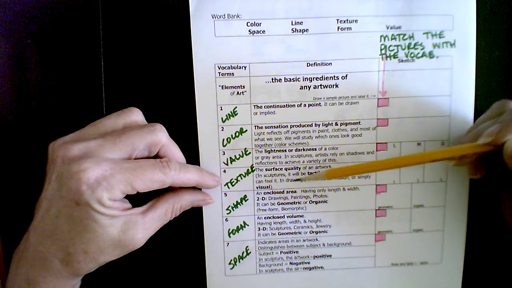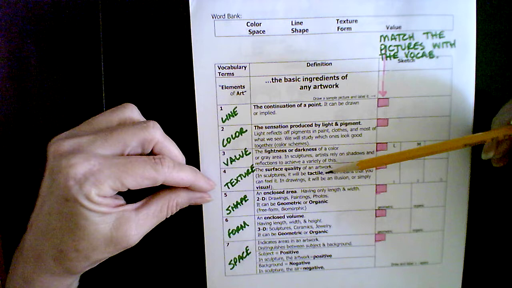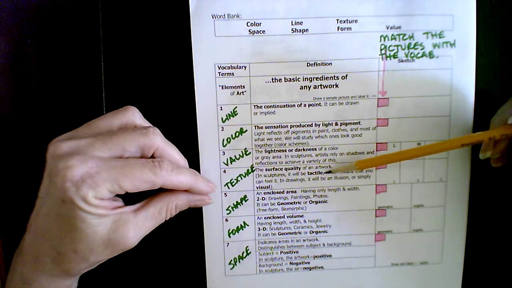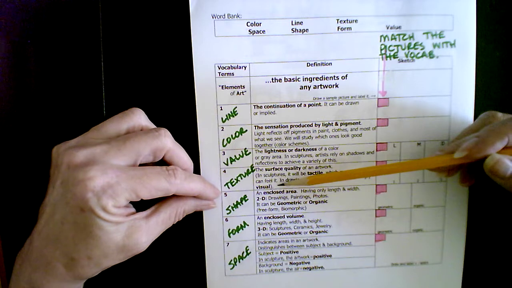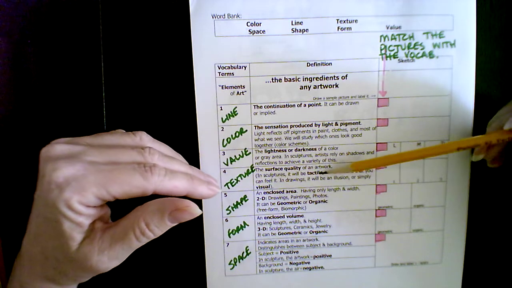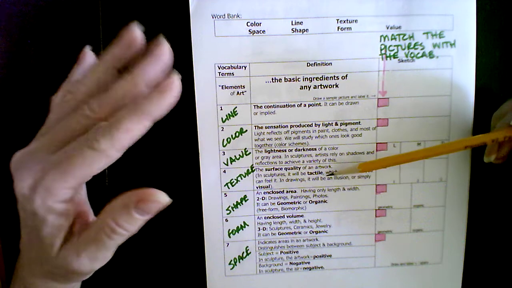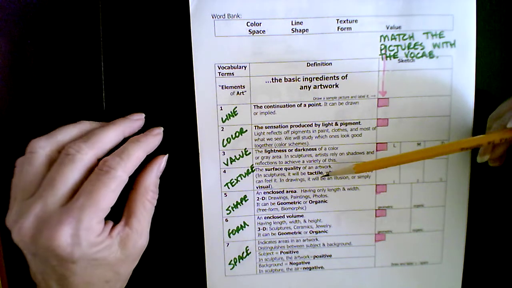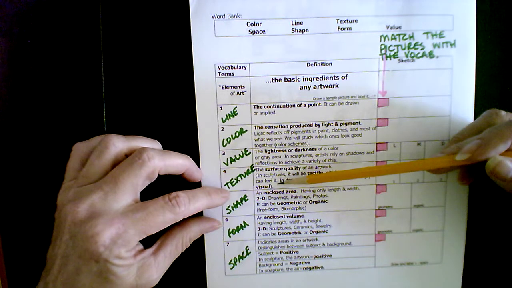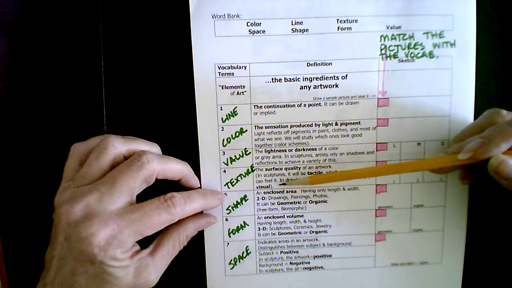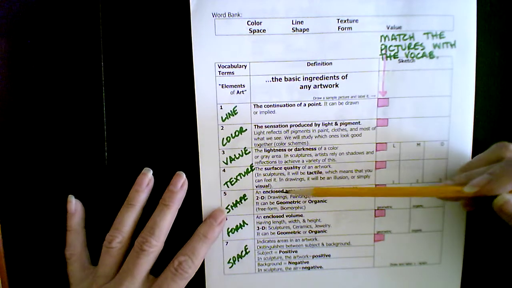Texture is the surface quality of an artwork. If it's a sculpture, it is tactile. You can actually feel it. If it's a painting or a photograph, it would be visual. The best example I have for tactile and visual is a tree trunk. If you walked up and touched a tree trunk, you could feel how rough it is. If you had a photo of the tree trunk, on the other hand, the photo would feel smooth, and that would be visual texture.